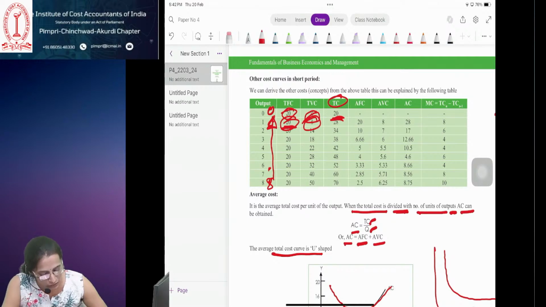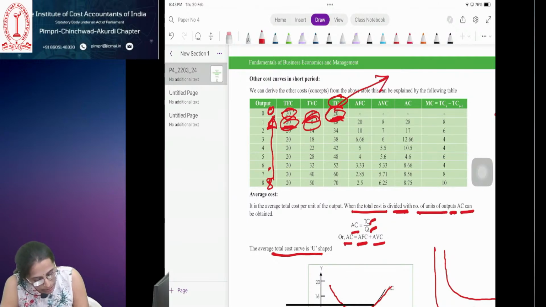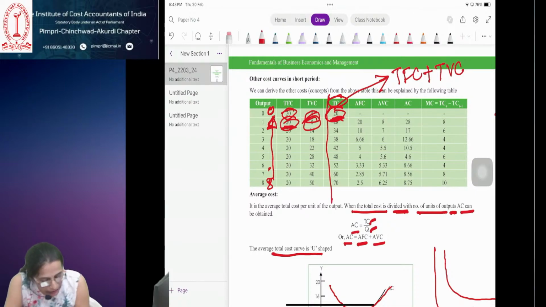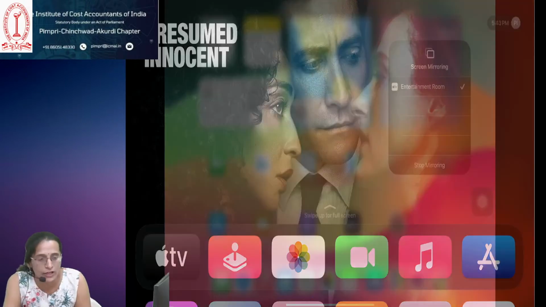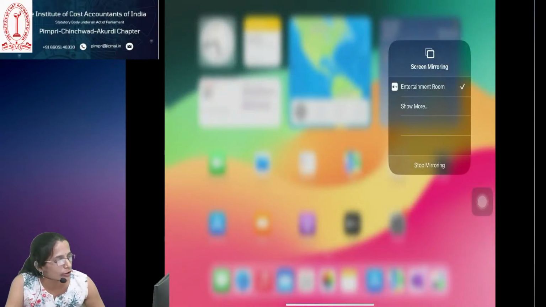Clear? So they have done the same thing. For total cost, they have added up total fixed cost plus total variable cost. You can see here all the figures of total cost are the addition of total fixed cost and total, oh, it got hanged.